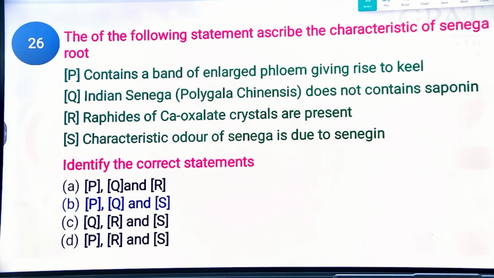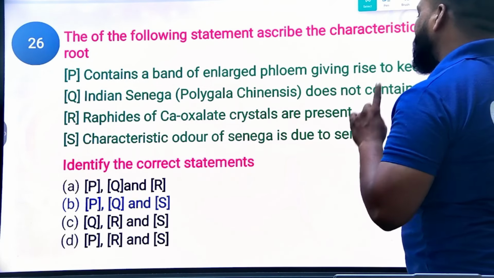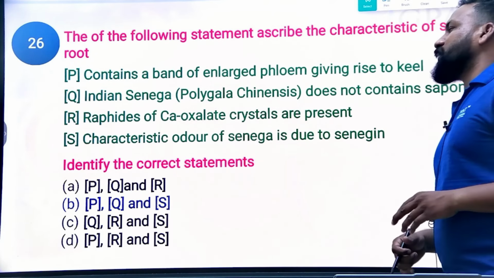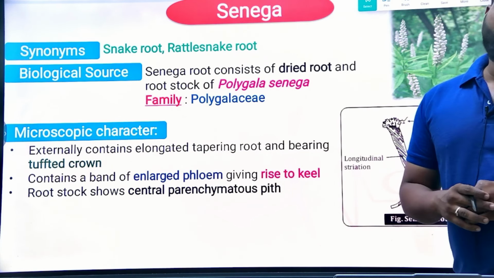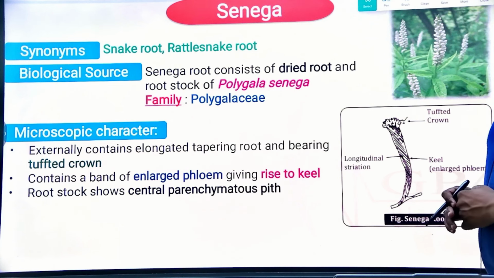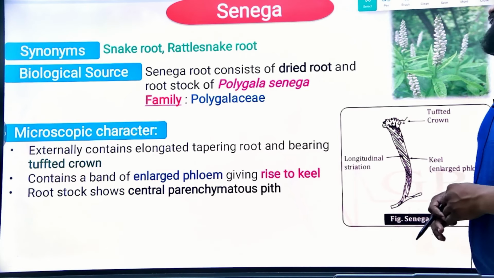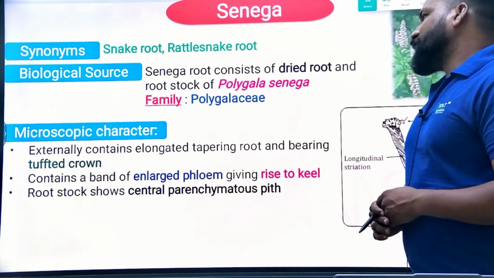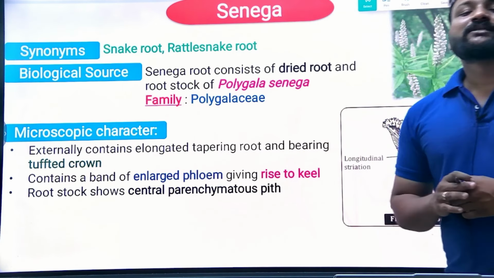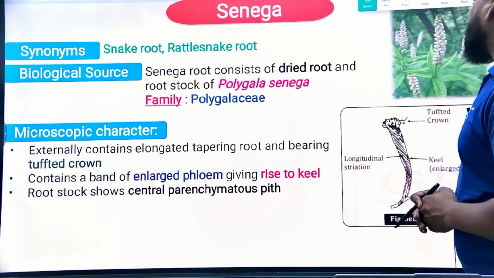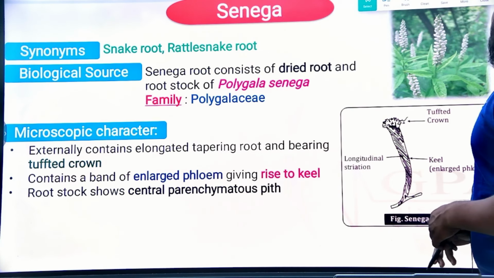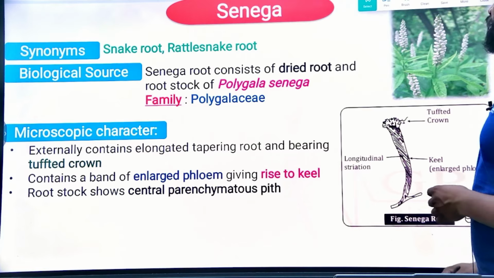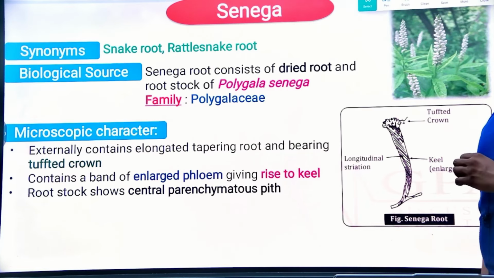Okay, true according to it, but the statement that rosettes of calcium crystals are present is a false statement. Clear? It doesn't contain rosette-type crystals, whereas it contains enlarged phloem and central parenchymal split. Senega is known as snake root or rattlesnake root, from Polygala senega of the Polygalaceae family. This enlarged phloem is there. It doesn't contain rosette calcium crystals.